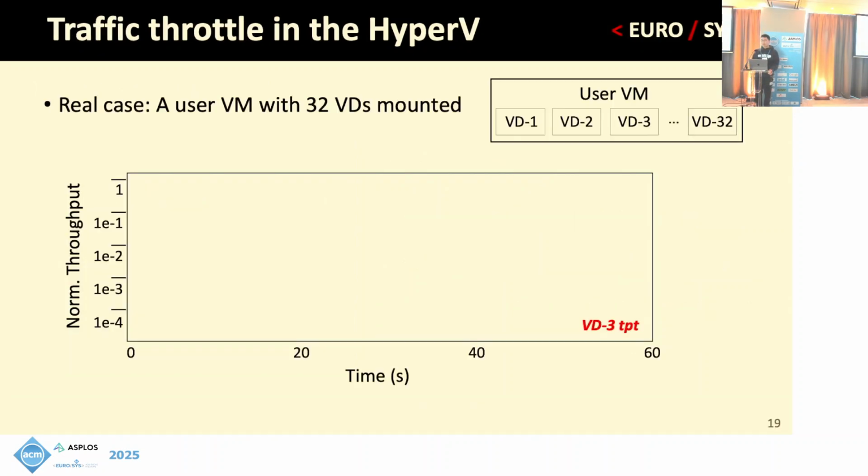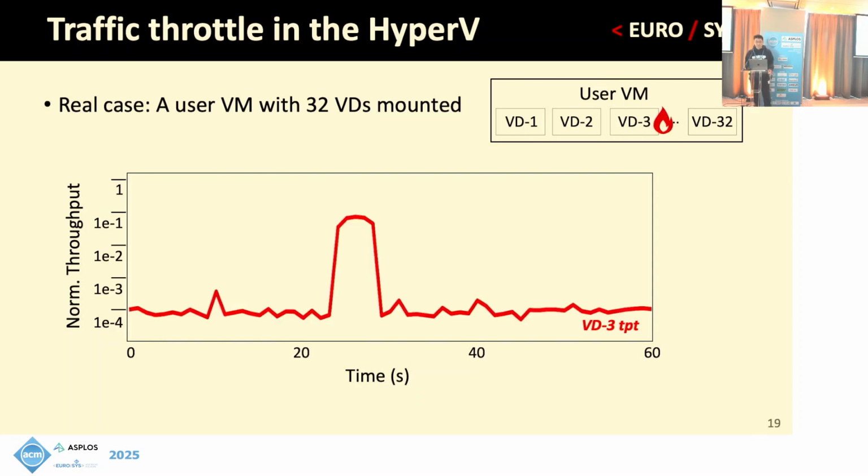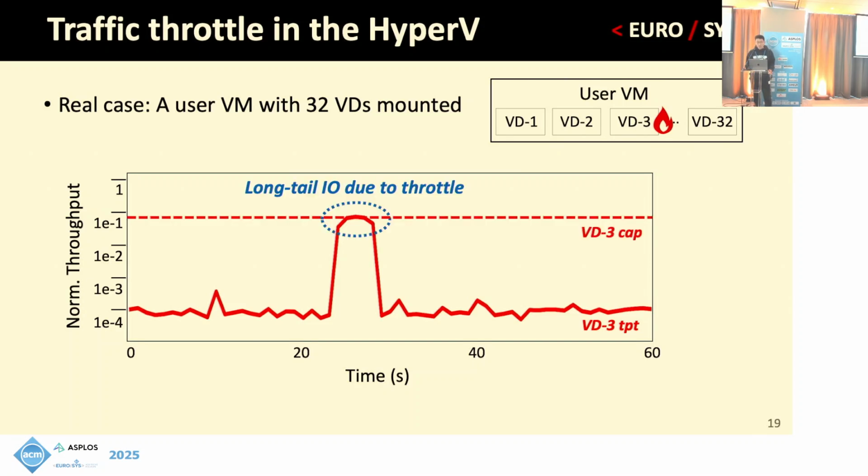Next, we look at another mechanism in the hypervisor, that is throttling. As we discussed earlier, the traffic inside a VM can be skewed towards certain VDs. Let's see a real-world case. In this example, a user VM had 32 VDs mounted, and one of them is experiencing a burst. When the traffic hits the throughput cap, throttling is triggered, and the VD starts to suffer from long tail latency.